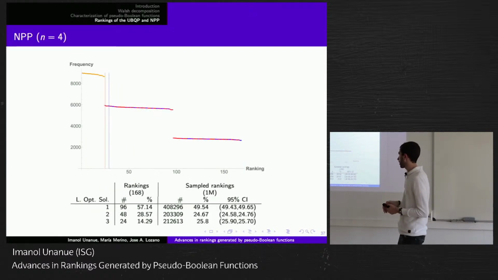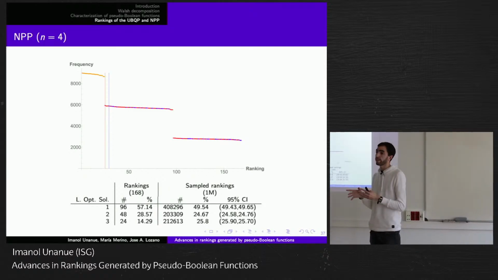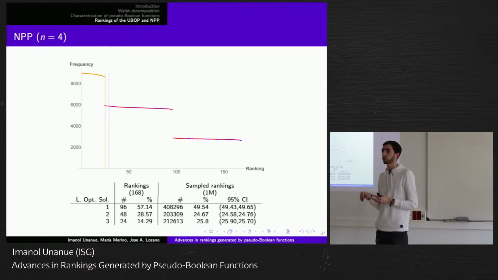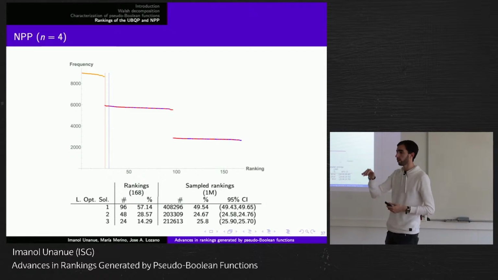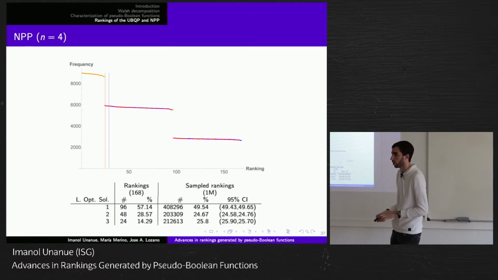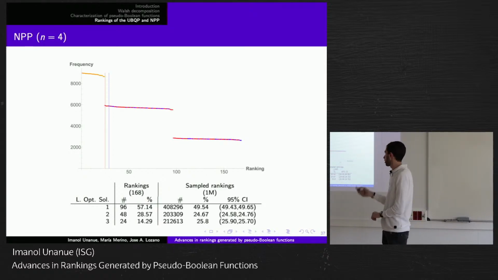We have repeated the same experiments for the number partitioning problem for n equals 3, 4, and 5. The case n equals 3 is not relevant because the final result is that sampling integer numbers uniformly at random is equivalent to sampling instances uniformly at random. For that reason, you see a straight line in the plot. That's why we are presenting the cases n equals 4 and n equals 5.